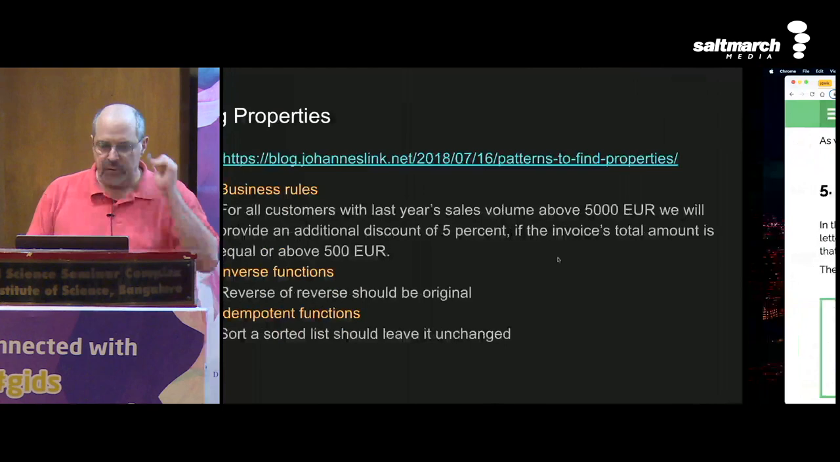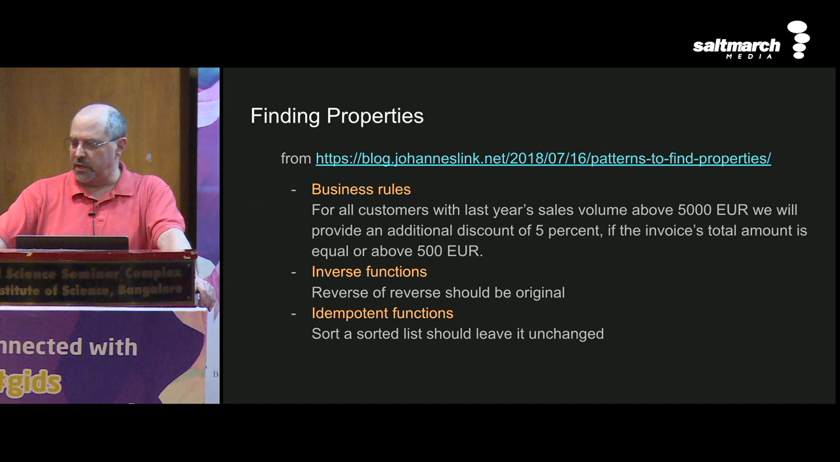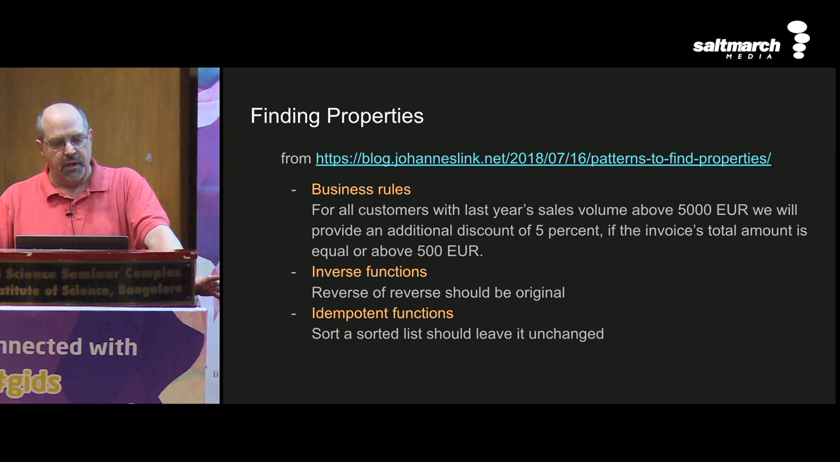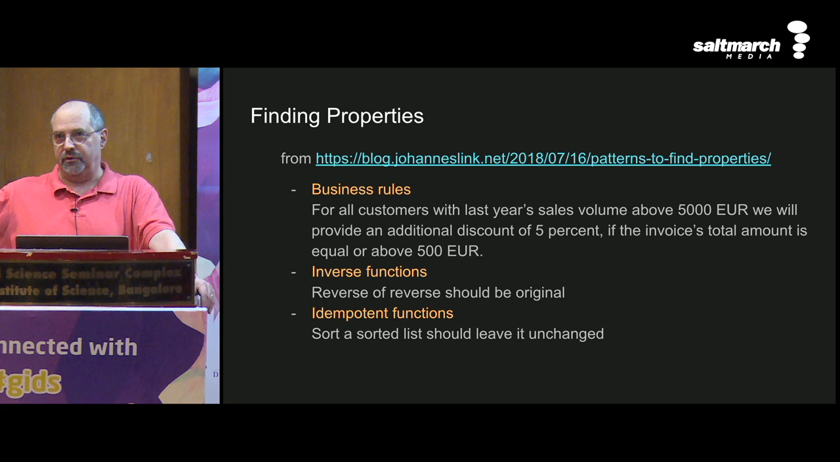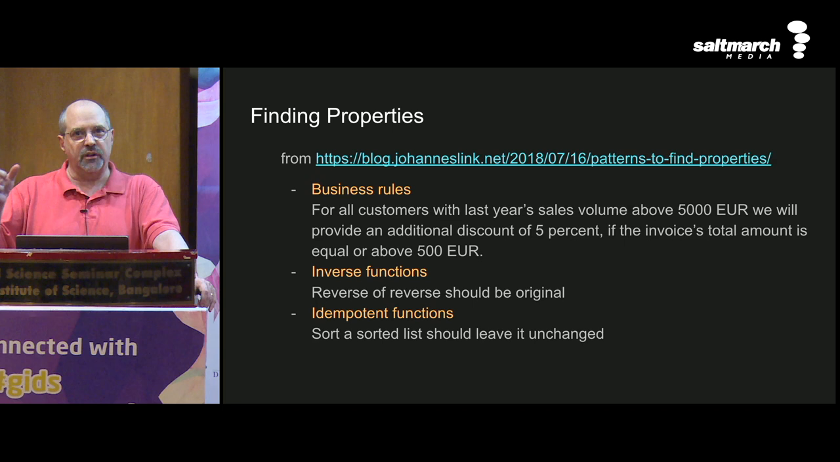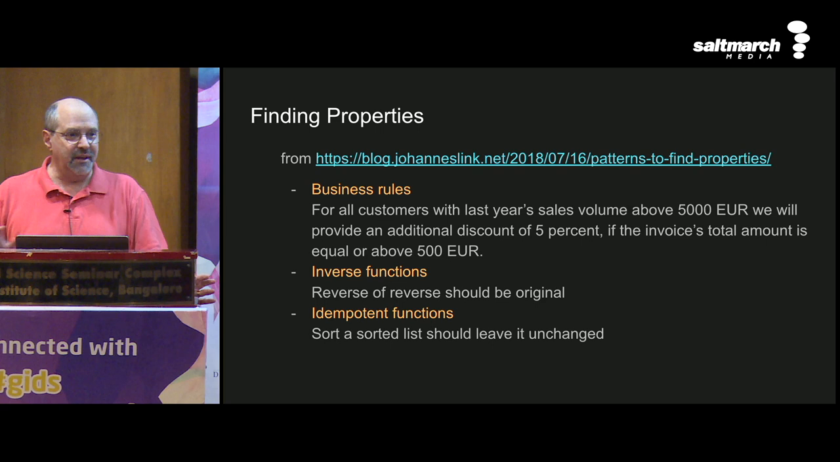Now, how do you come up with these properties? That's usually the challenge when looking at property-based testing. One suggestion that he put in his blog was business rules. For all customers with last year's sales volume above 5,000 euros, we'll provide an additional discount of 5% if the invoice's total amount is equal or above 500 euros or something. You can see once you get to know the API, that translates rather easily into those arbitraries methods. You could put in the min and the max and the customer sales volume, probably an integer, and therefore it's easy to put in there.